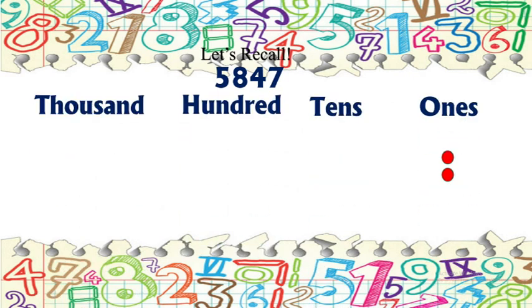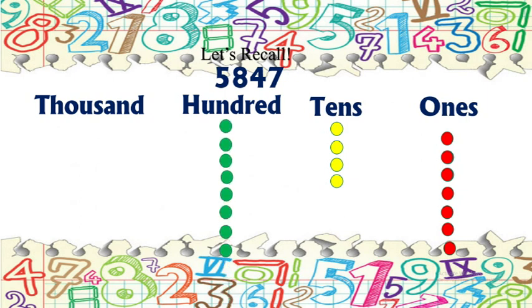1243. It can also be shown with the help of colored counters. 7 red counters to show 7 ones, 4 yellow counters to show 4 tens, 8 green counters to show 8 hundreds, and 5 blue counters to show 5 thousands.